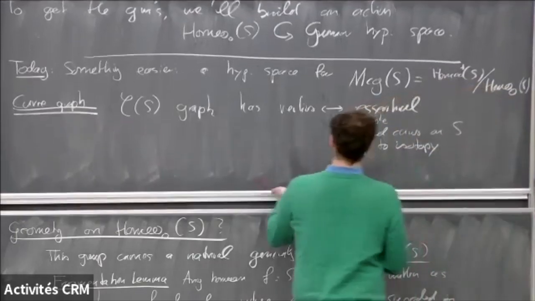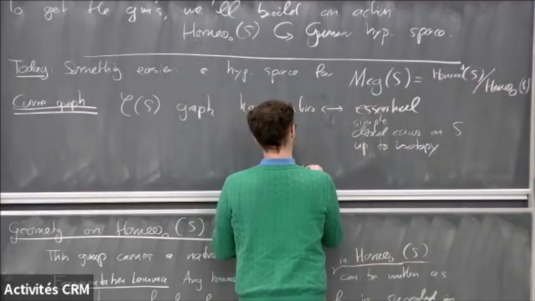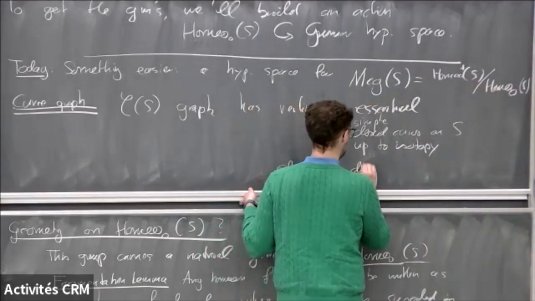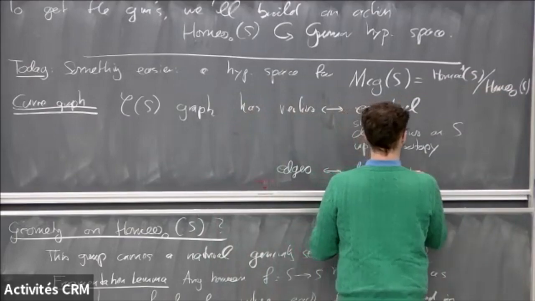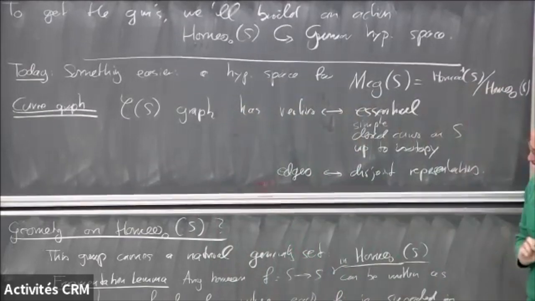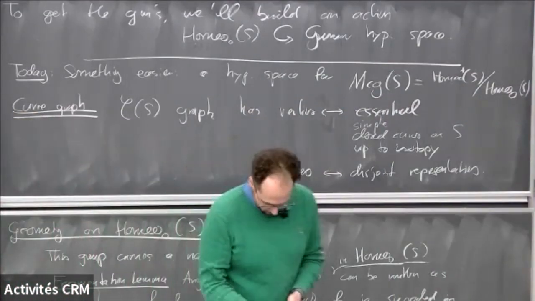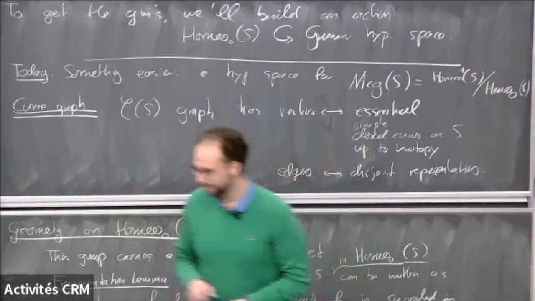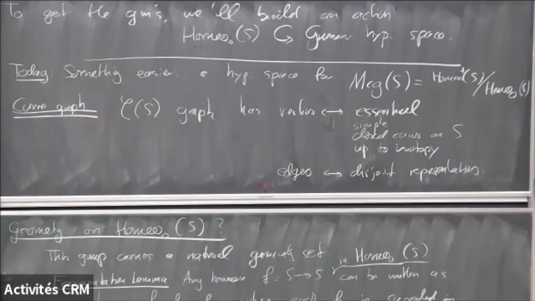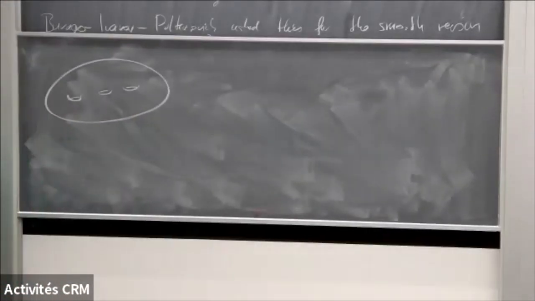And it has edges corresponding to disjoint representatives. All right, so let me draw a little cartoon. The curve graph is kind of hard to draw, and everyone always draws the same picture, or a quasi-isometric picture, which is deeply misleading, but hey, it's the best we can do. Maybe not the best we can do, but it has to be good enough for our purpose.